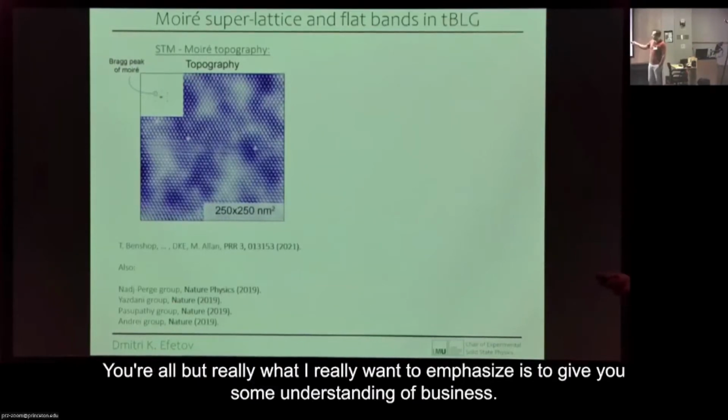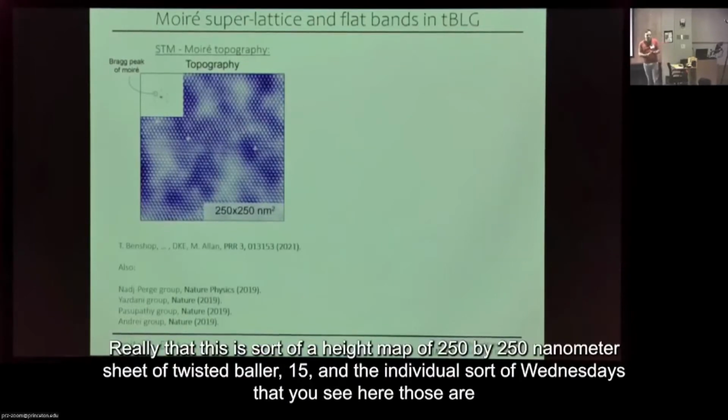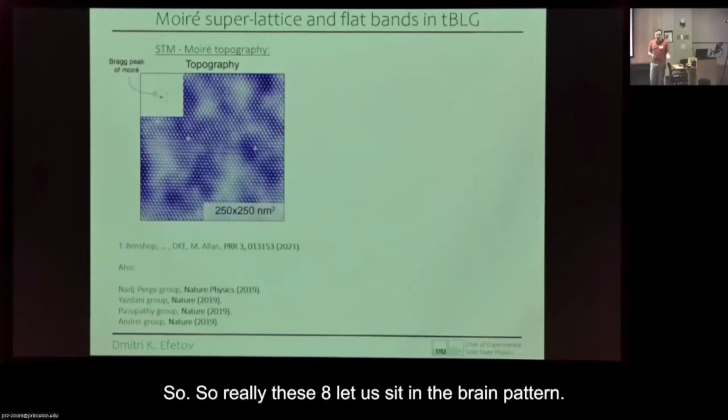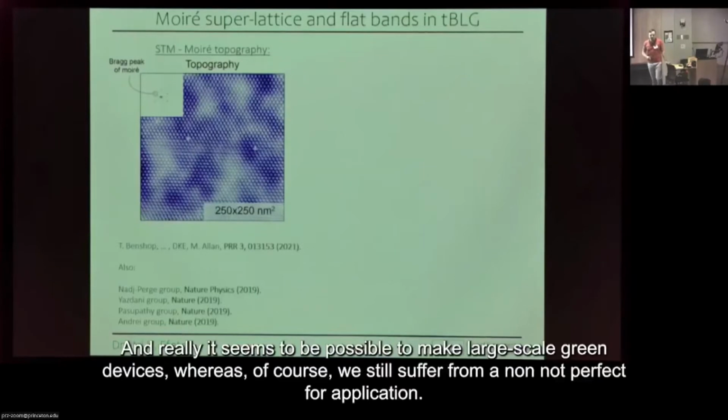But what I really want to emphasize, just to give you some intuitive understanding, is that this is a height map of a 250 by 250 nanometer sheet of twisted bilayer graphene, and the individual lattice sites that you see here are not individual atoms, but these moire patterns. Those are really these AA lattice sites in the moire pattern. And it seems to be possible to make large-scale clean devices, whereas, of course, we still suffer from a non-perfect fabrication protocol. But in principle, if you make enough devices, you always find larger areas which are extremely homogeneous.